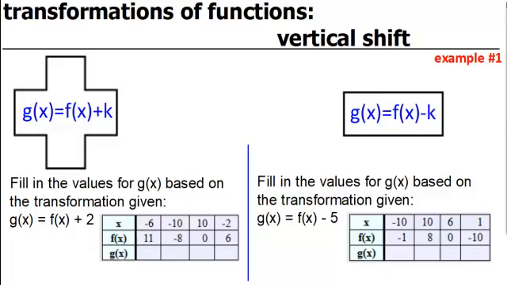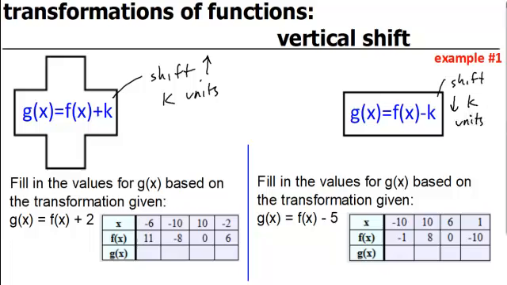The next type of rules that we're going to look at is what part of a function indicates a vertical shift. You can see here I have f of x plus k, some constant, or here f of x minus some constant. When something's being added to the function, this represents a shift upward, and it's going to shift up k units. If something is being subtracted, it represents a shift down k units.